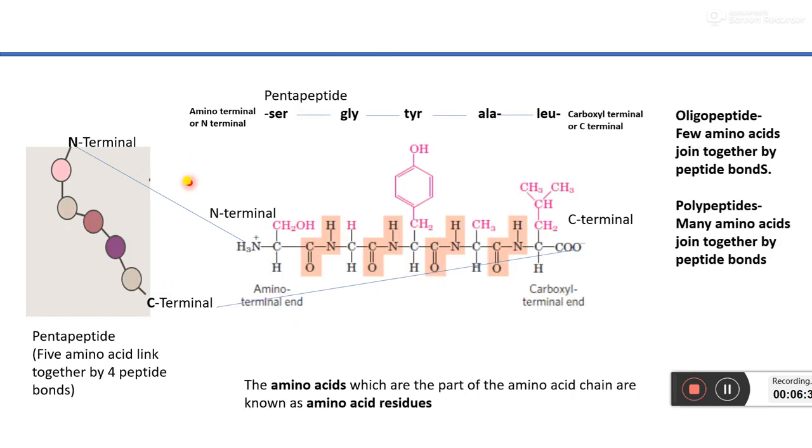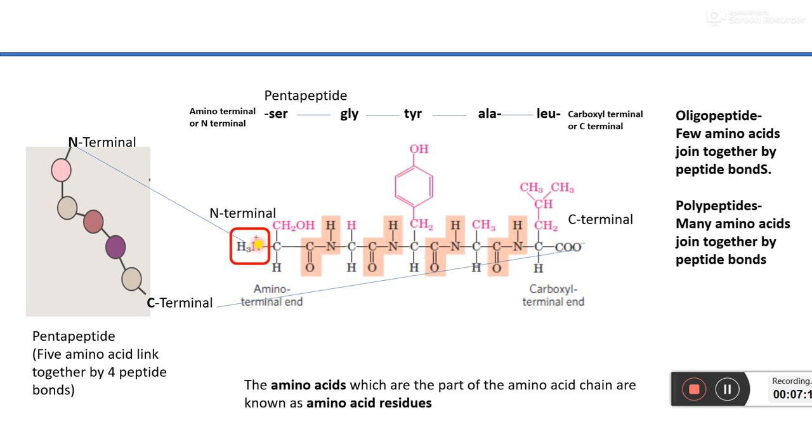So this is the structure of a pentapeptide, in which 5 amino acids, that are serine, glycine, tyrosine, alanine and leucine, are linked with 4 peptide bonds, that is 1, 2, 3, 4, right? And each amino acid unit in a peptide is often called an amino acid residue. So here amino acid residue means parts of an amino acid left over after losing the element of water during the formation of the peptide bond.